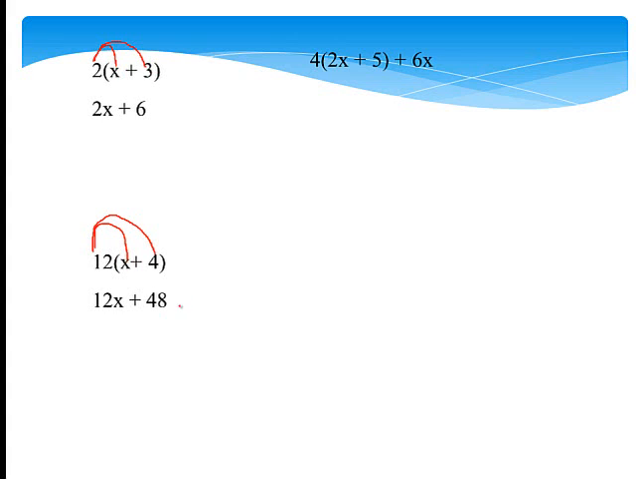All right, this one's a little bit harder. Hit pause and work it out. Okay, so this would be 4 times 2x, which is 8x, plus 4 times 5, which is 20. Now, does that 4 go to the 6x? No, because it only goes to the numbers inside the parentheses. So that 6x just comes down. So now I combine like terms. What's 8x plus 6x?